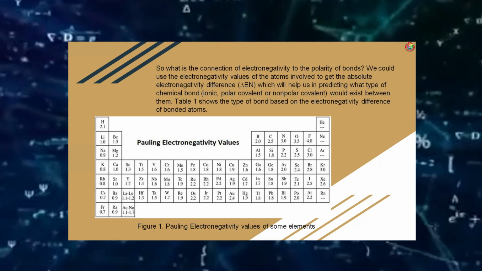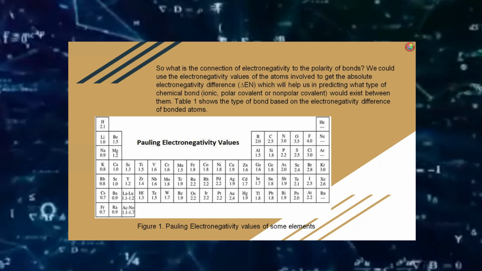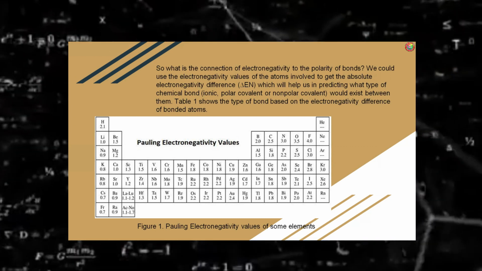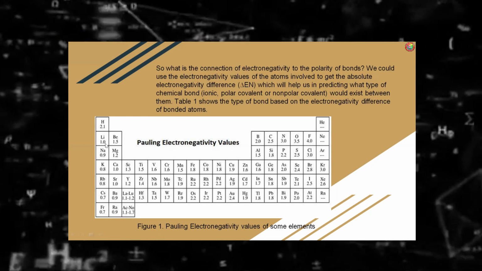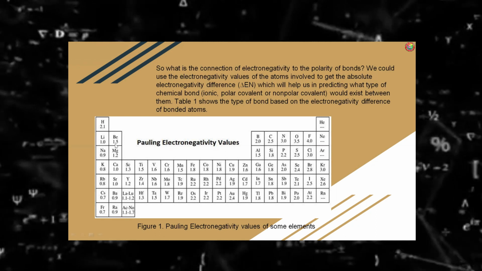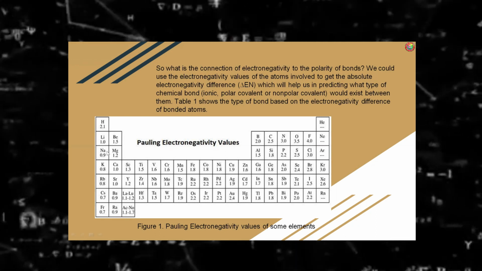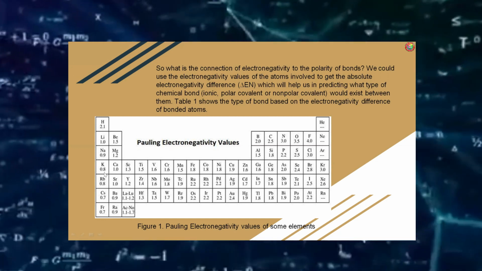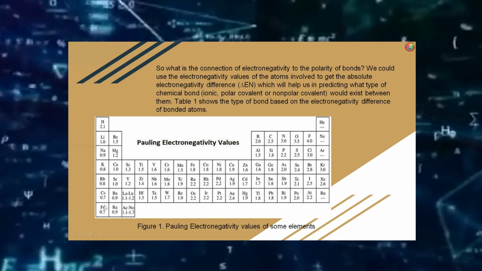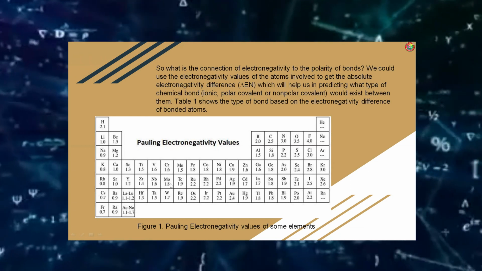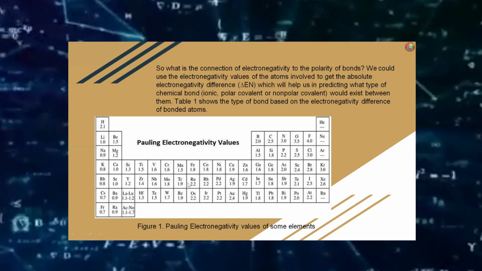For example, in this figure, we have Pauling electronegativity values of some elements. We have hydrogen, 2.1, lithium 1.0, beryllium 1.5, sodium 0.9, potassium 0.8, rubidium 0.8, cesium 0.7, francium 0.7, and so on and so forth.